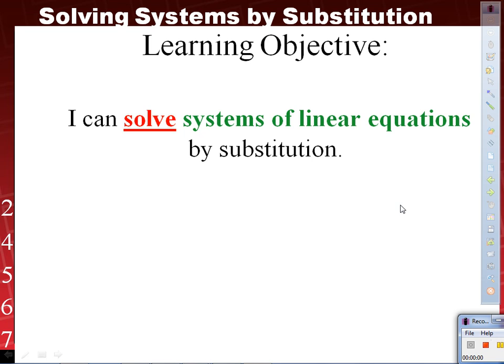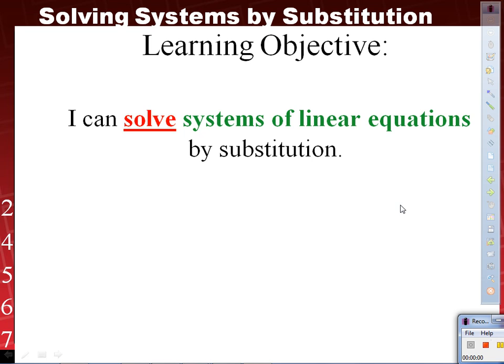Objective for today: I can solve systems of linear equations by substitution. Let's read it together. 1, 2, 3. I can solve systems of linear equations by substitution. Now, we don't need a FAIR model because by now we know what systems of linear equations are. Is that correct? All right.